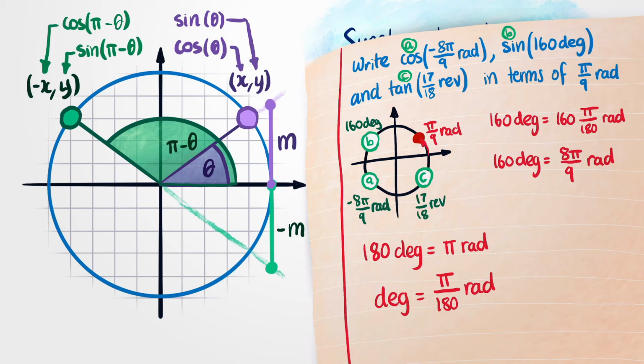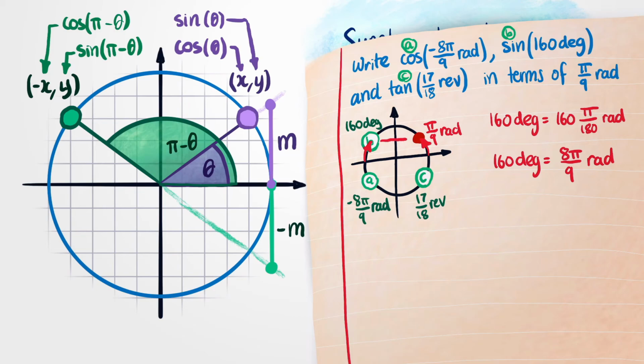This again means that this angle is the exact same as this angle over here. Now because of the symmetry of the circle, we can see that these two will just have exactly the same y-coordinate, so their signs must be identical. Now we can get rid of this and try part C as well.